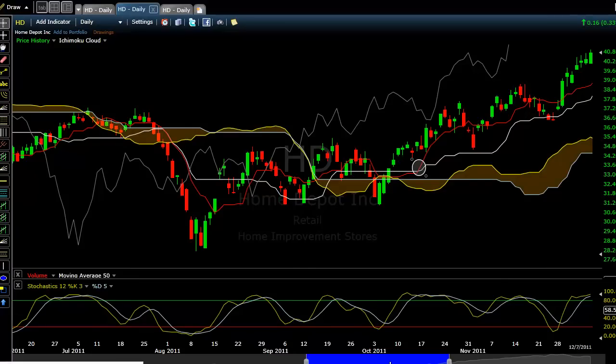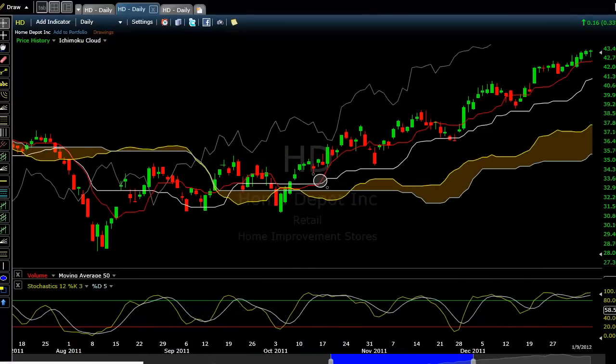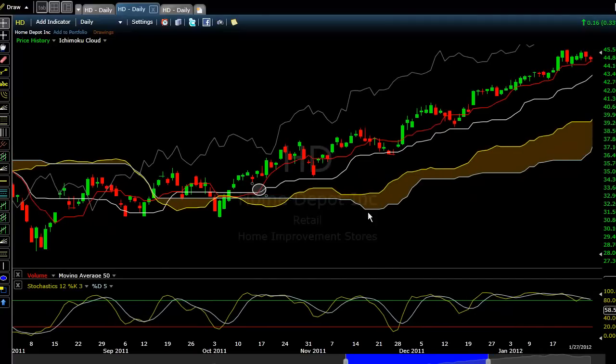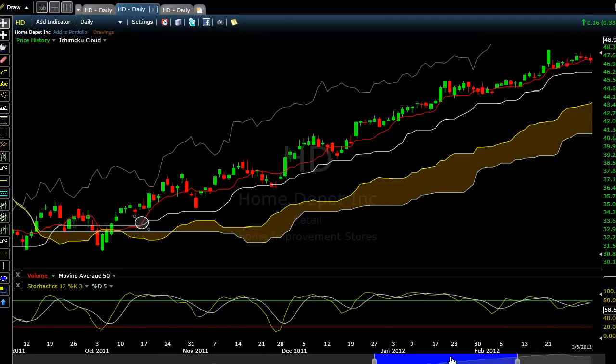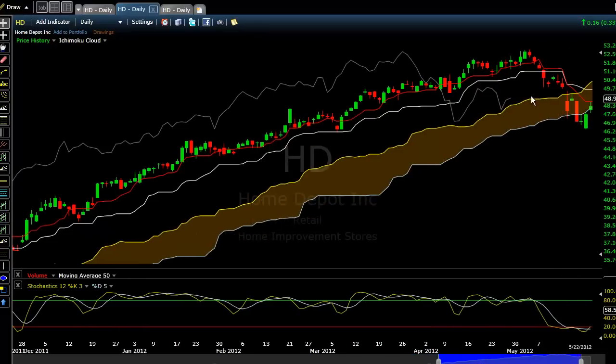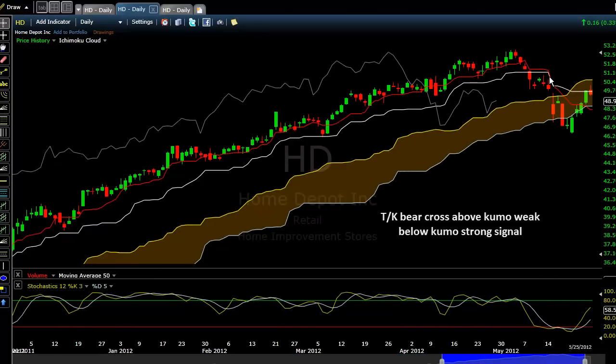You do not have a sell signal until the red line crosses down below the white line. The Tenkan crosses the Kijun, or TK cross to the downside. You don't have that occur until here in May, several months later. So that's the significance of the TK cross.